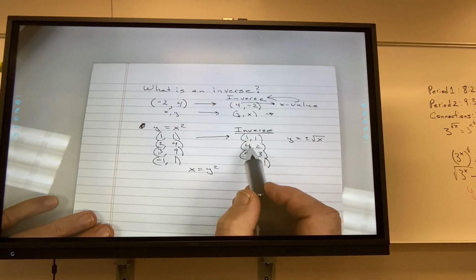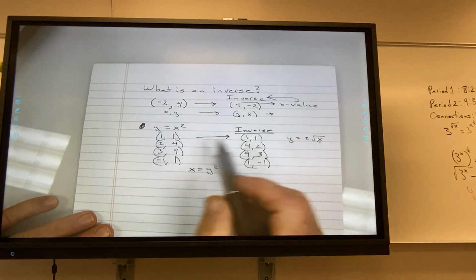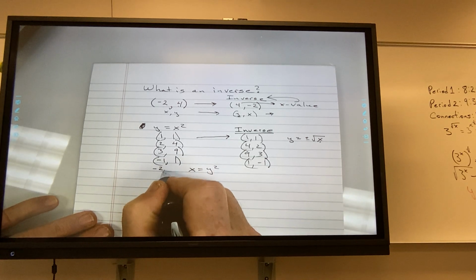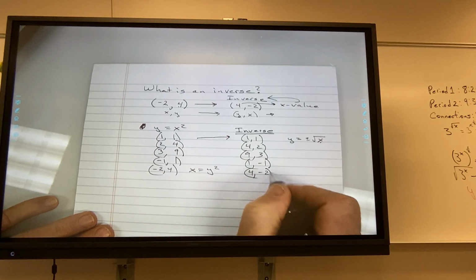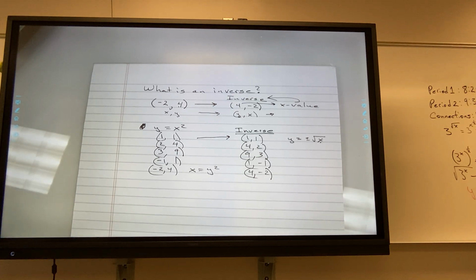So in other words, if I put 4 in here, would I get 2? I would, wouldn't I? In fact, down here I would have (-2, 4), and over here it'd be (4, -2). Would everybody agree with that? Okay. Everybody okay right now?